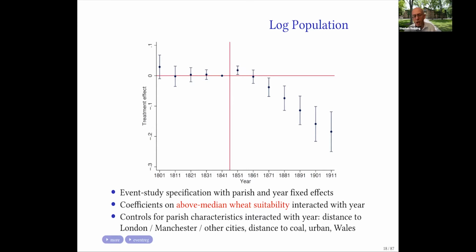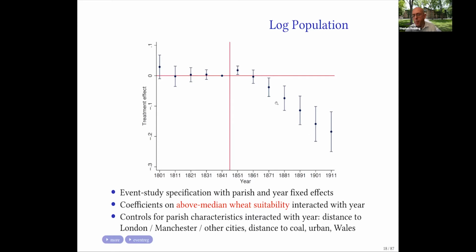In the first half of the 19th century, we're now showing the coefficient on the interaction between above median wheat suitability and time, year fixed effects. In the first half of the 19th century, we see no differences between high and low wheat suitable areas. Following the repeal of the Corn Laws, we see a decline in population of around 20% in high wheat suitable areas relative to low wheat suitable areas.